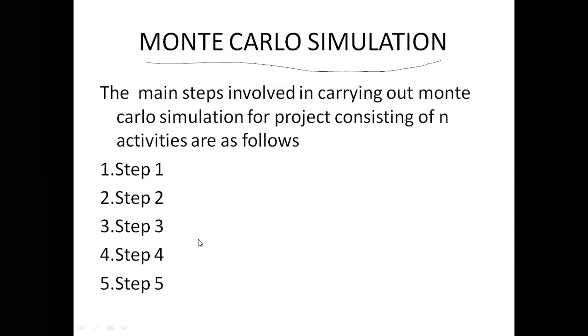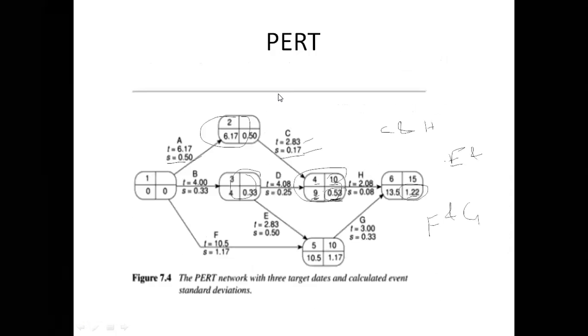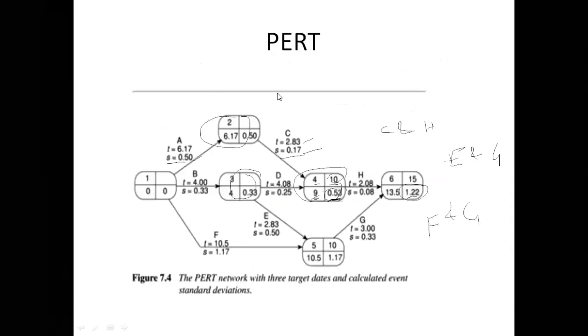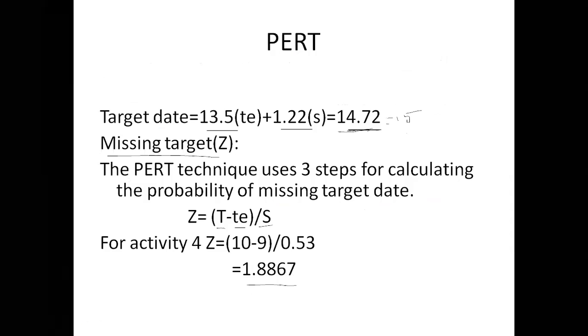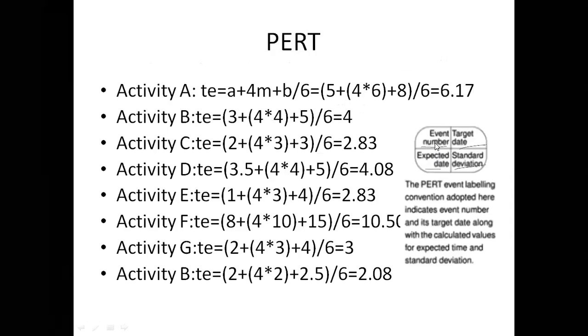Anybody has any doubt regarding the 4th unit, please write a message in the chat box. Any queries, clearly understood? Any doubts about any formula? You must remember these, we have to calculate all these values. This is not difficult. We have to calculate the expected value for all the activities. The event number is nothing but the activity number.